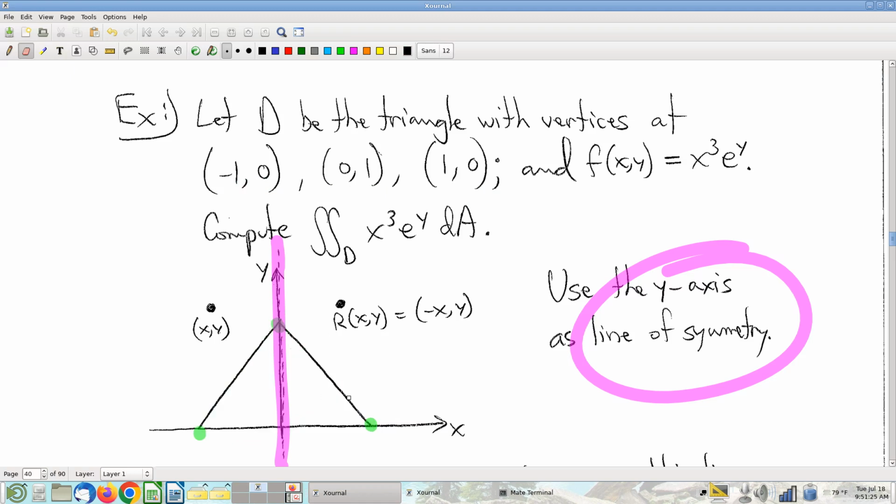Right. Okay. So the domain is symmetric over that axis. What about the function? Is the function odd? Well, for the function to be odd, I'd need to understand this reflection. That's what the reflection looks like. Notice that reflection puts a minus sign on the first coordinate. Again, that's just what that reflection does.